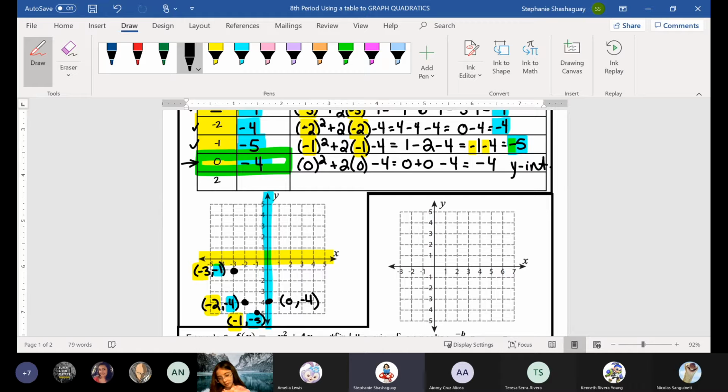Now I made a mistake when I made this worksheet, and I meant to put this as 1 and not 2. So I'm going to go ahead and fill in 1 there instead of 2. And that was my mistake.